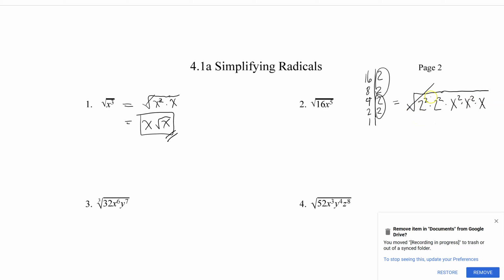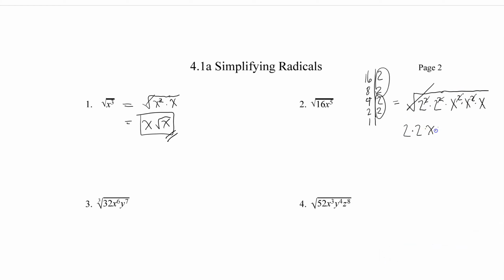And then this cancels each one of these squares when you bring it out. And you have 2 times 2 times x, and then there's 1 x that's left under the radical, so that would be the square root of x. And so 2 times 2 is 4, and x times x is x squared, and then we have the square root of x. And that's what this would be simplified.